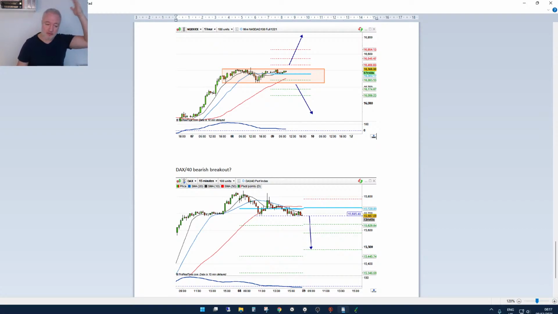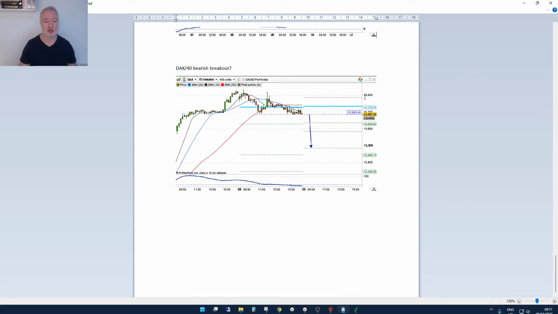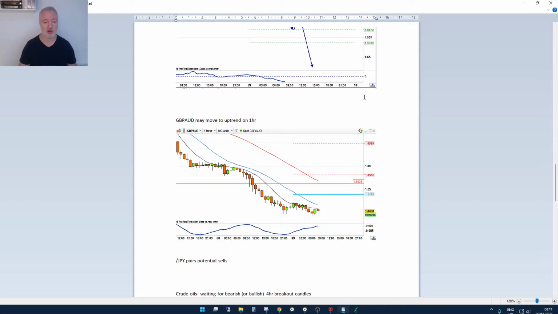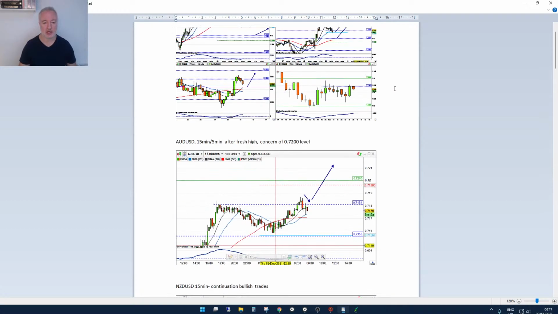Let's see how the rest of the day unfolds. I'm liking some of those yen crosses. Again, the yen crosses offering trades to the upside or to the downside. We'll see how they go. So I was bullish on those earlier in the week. Now they're looking way more bearish for a little bit at least. We'll see how that goes.